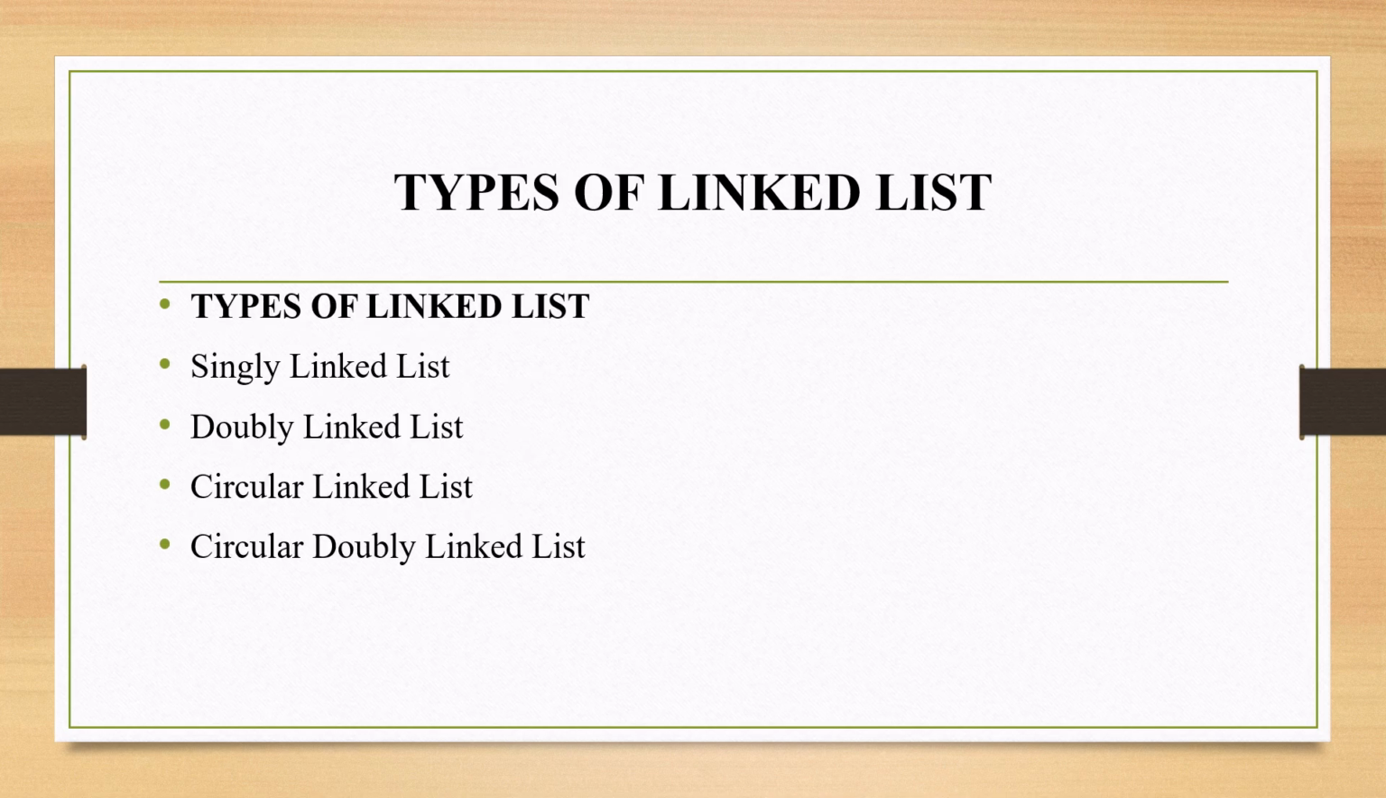What are the types of linked list? There are types of linked list such as singly linked list, doubly linked list, and circular linked list. Let's see what they are and how they work practically.